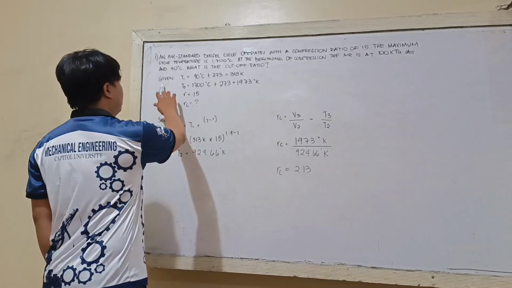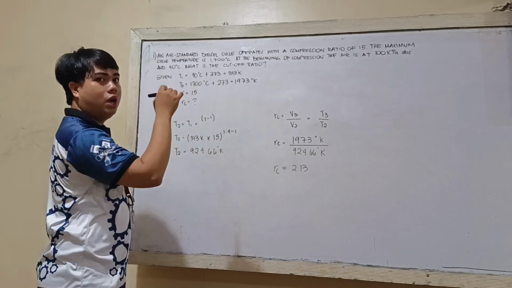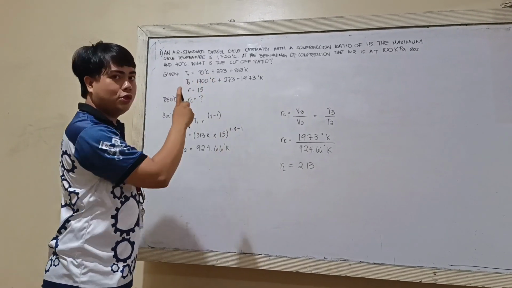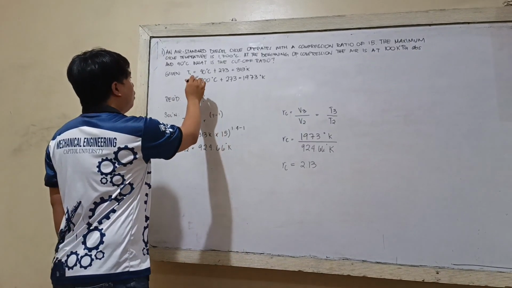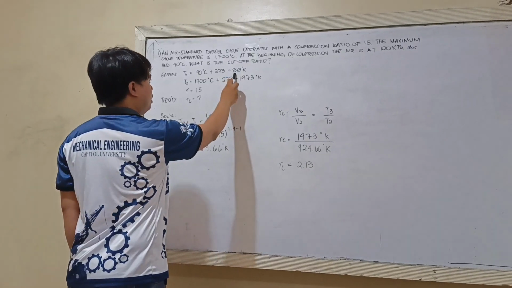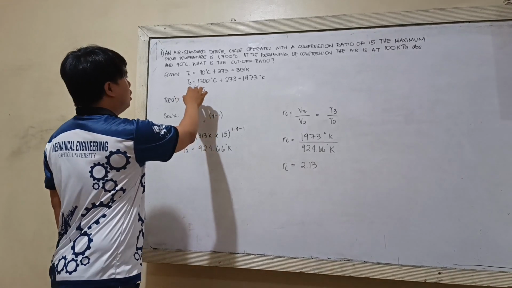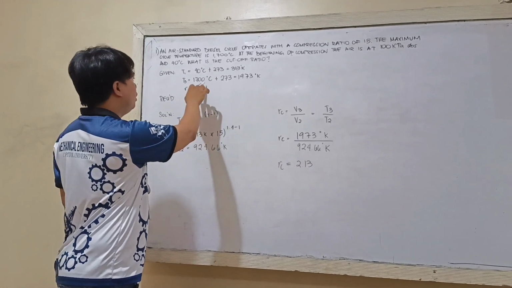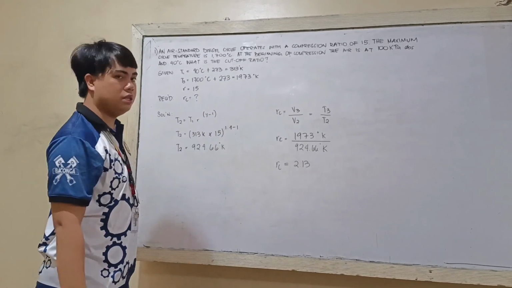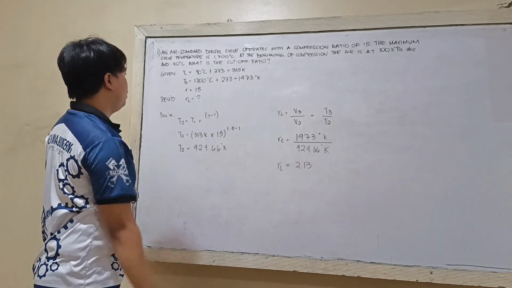So our T1 is at 40 degrees C. So we need to add 273 in order for it to be absolute. So 40 degrees C plus 273 is equal to 313 Kelvin. Next is our T3: 1700 degrees C plus 273 is equal to 1973 Kelvin, and our compression ratio is 15.